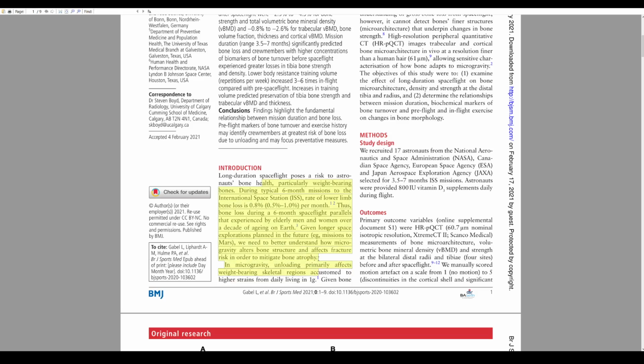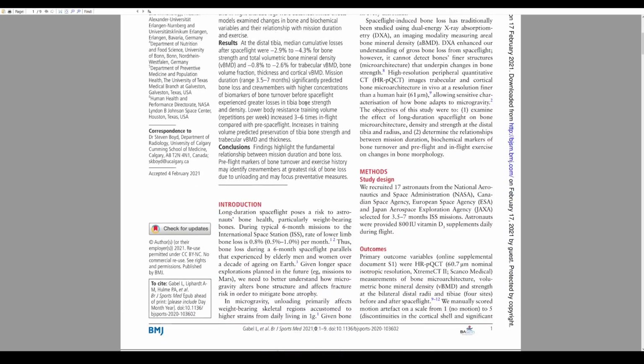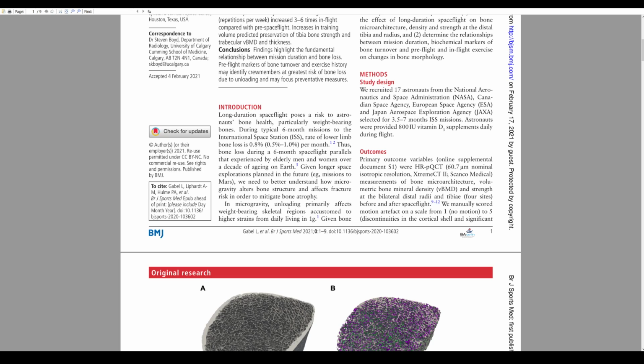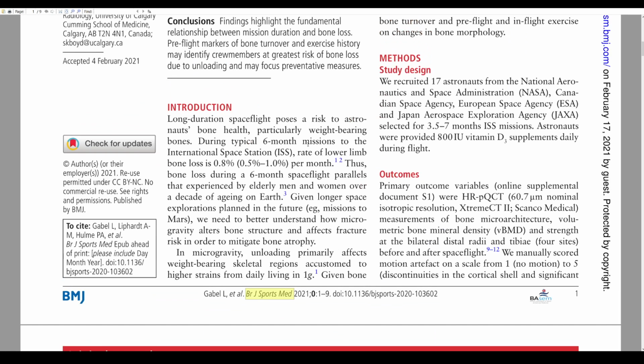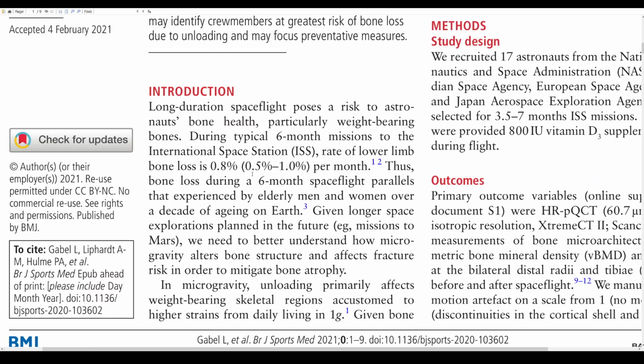The introduction is a whopping 2 paragraphs right here. One thing you should maybe realize about top journals, like this one, the British Journal of Sports Medicine, is that the page limits are pretty aggressive, so you try to cram as much science into as little space as possible. That means it's very high-density reading. So this introduction is a great introduction to why this study was done. It tells us, for example, that if you go up to the space station for 6 months, you lose the same amount of bone that an elderly person might lose in 10 years on Earth.